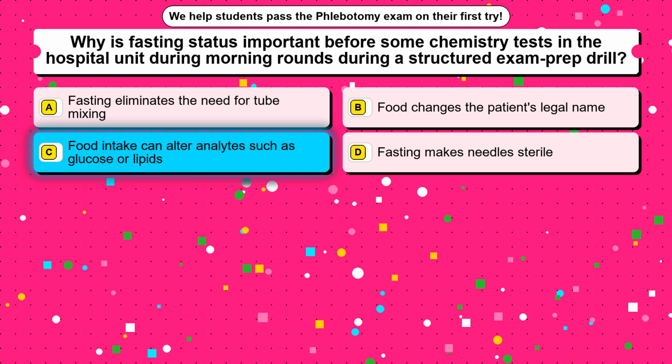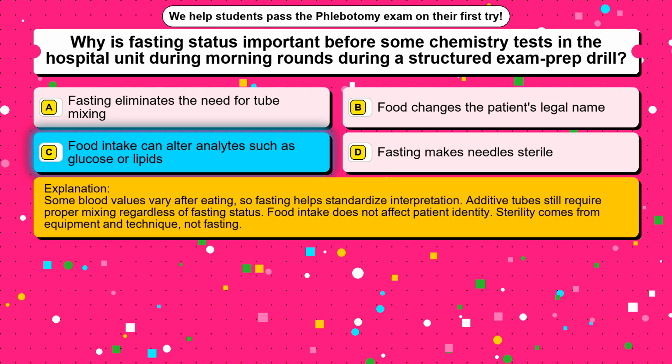Food intake can alter analytes such as glucose or lipids. Some blood values vary after eating, so fasting helps standardize interpretation. Additive tubes still require proper mixing regardless of fasting status. Food intake does not affect patient identity. Sterility comes from equipment and technique, not fasting.